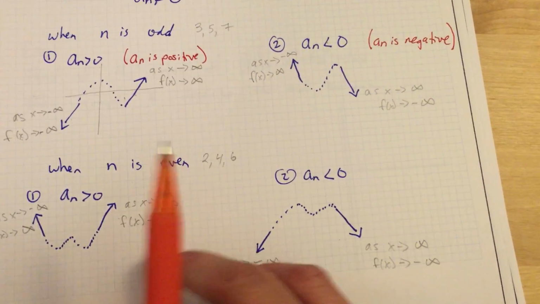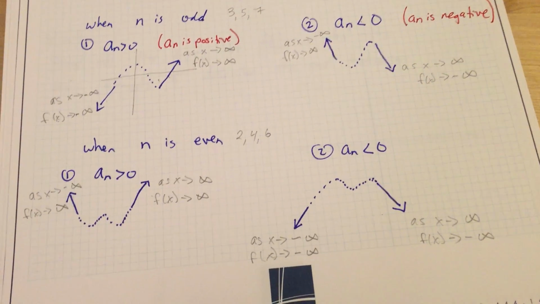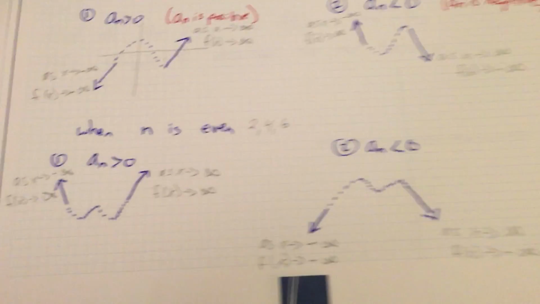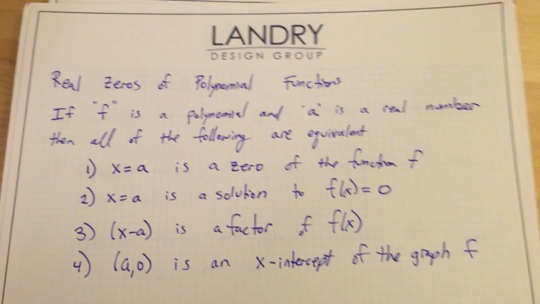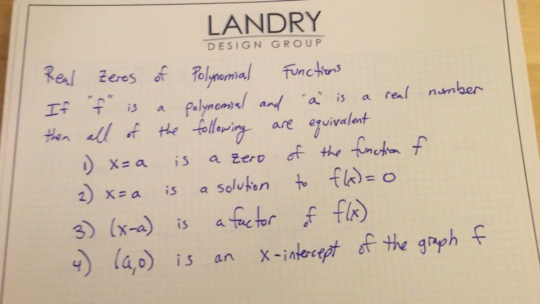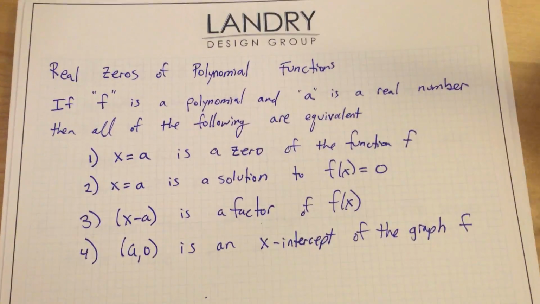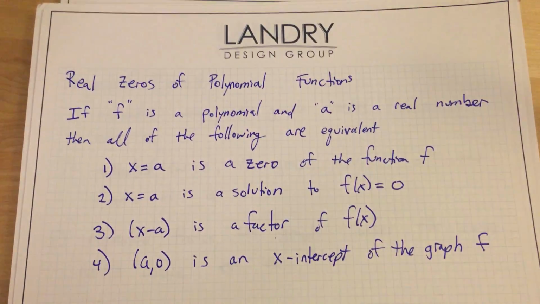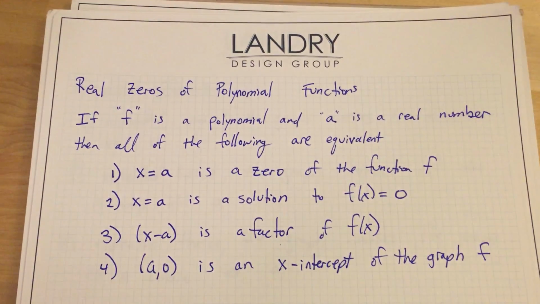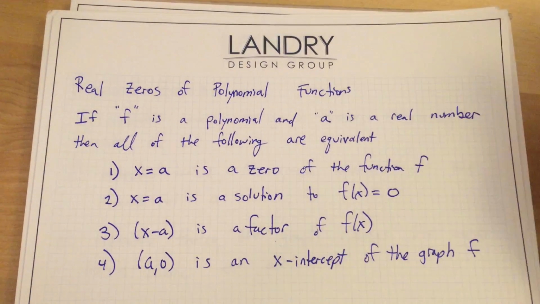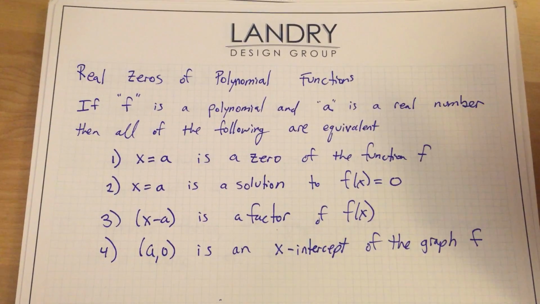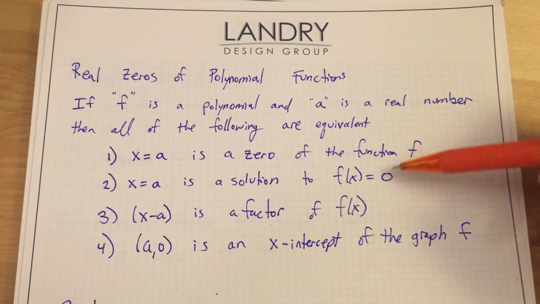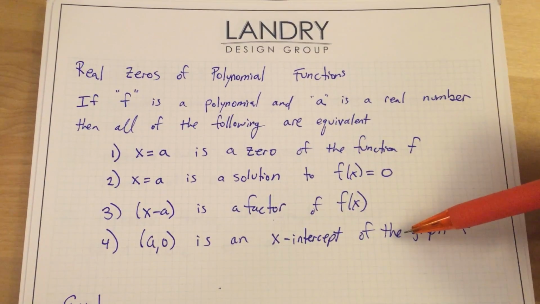Okay, so the other thing that we want to talk about, not only with our end behaviors, is what's happening with our zeros, right? How else do we graph? We have to know our zeros. So we have what's known as the real zeros of polynomial functions. And you're going to want to pause it and write this down. So what this says is that if I have a polynomial and it has an a value and it's a real number, right? So we haven't talked about imaginary numbers in this class, so this is something I can physically count to, then all of these 4 things are equivalent to each other.